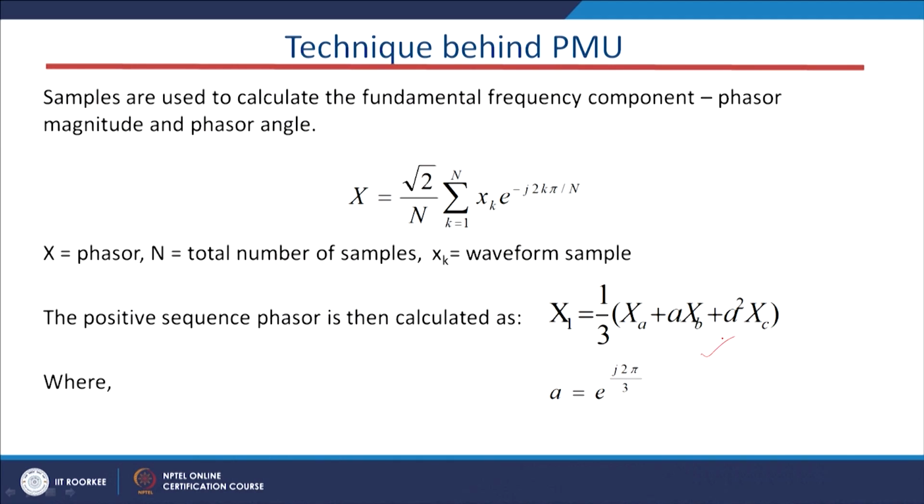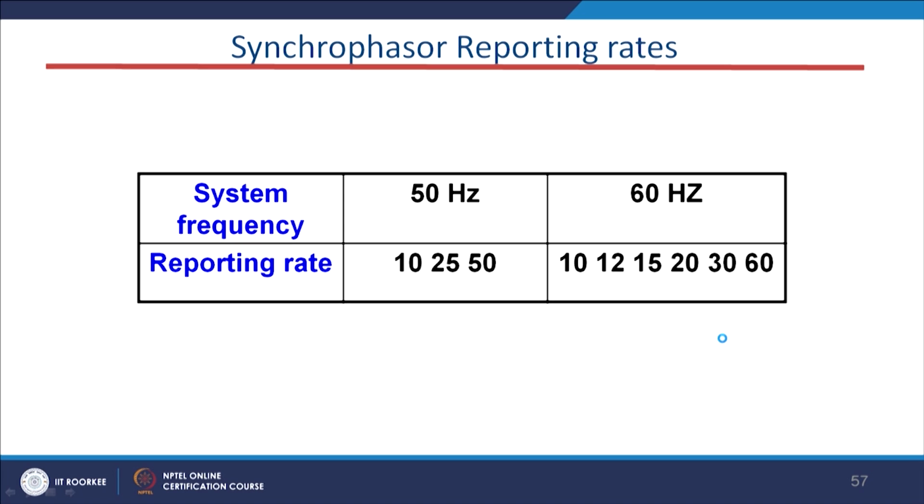This is how the sequence components are calculated, as we have already discussed here, and this is the single phase reporting rate. This is for 50 hertz: 10 samples per cycle, 25 here, 50 here, and for 60 hertz these are the figures. This is the IEEE standard basically.